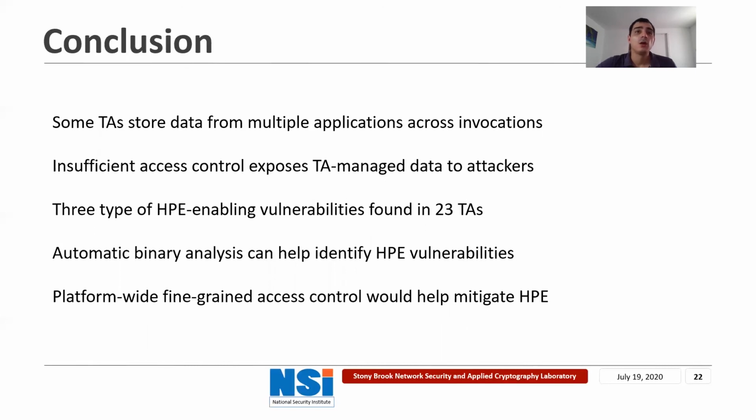In conclusion, some TA store data from multiple applications, either in global memory or secure physical storage. These vulnerabilities appear due to insufficient access control that exposes the data stored by TAs to attackers. We have identified 3 types of horizontal privilege escalation vulnerabilities in 23 out of the 95 analyzed TAs. Automatic binary analysis can help find these vulnerabilities significantly faster and with a fraction of the effort. Finally, platform-wide fine-grained access control could help avoid introducing these horizontal privilege vulnerabilities in the first place.